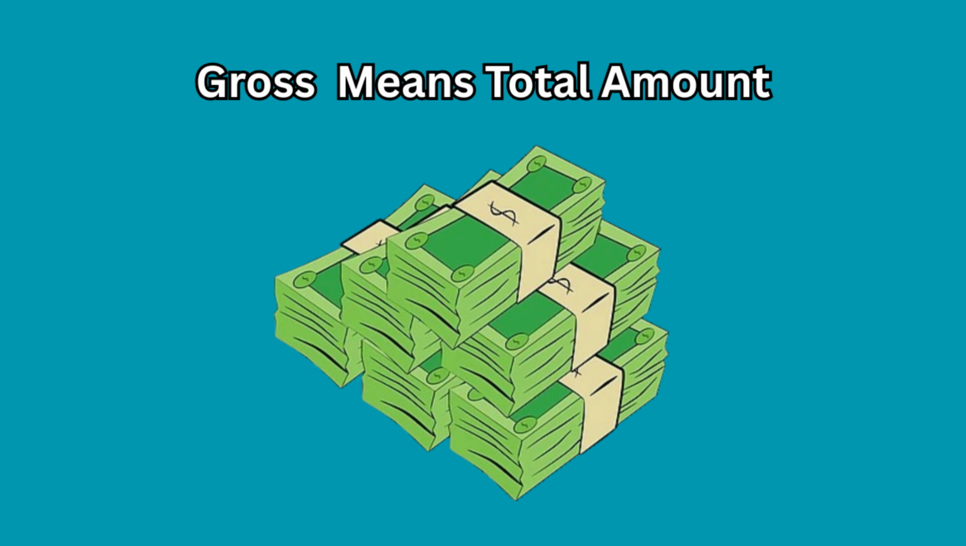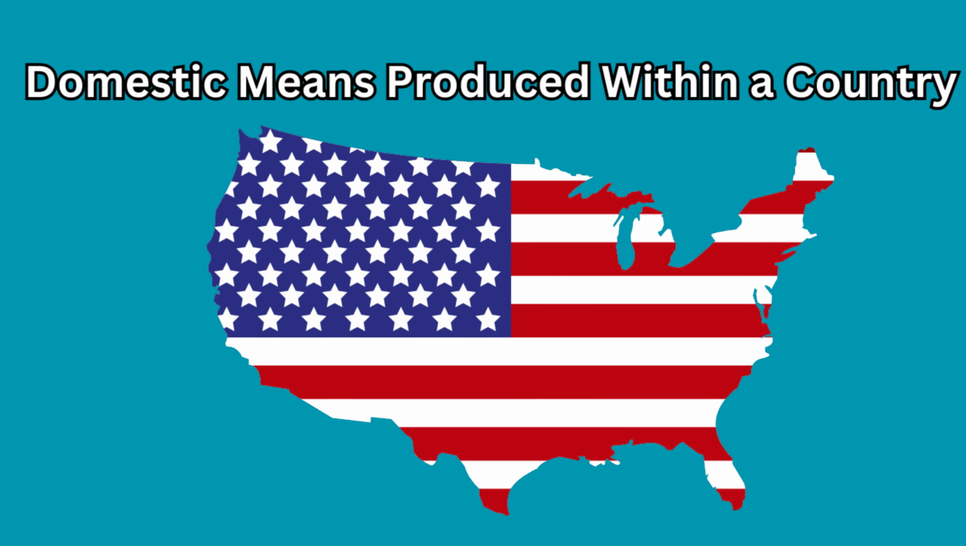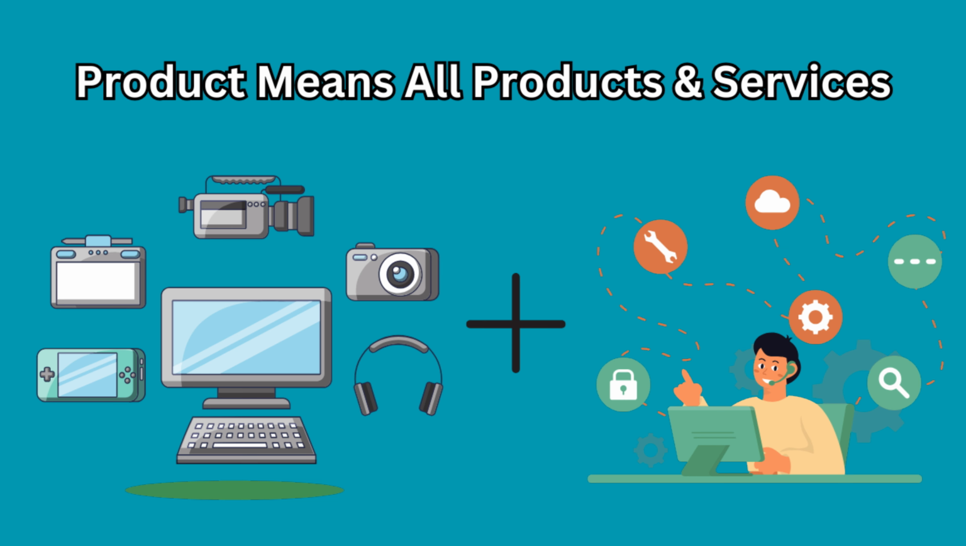Gross means the total amount. Domestic means produced within a country. And product refers to all the goods and services that are made.